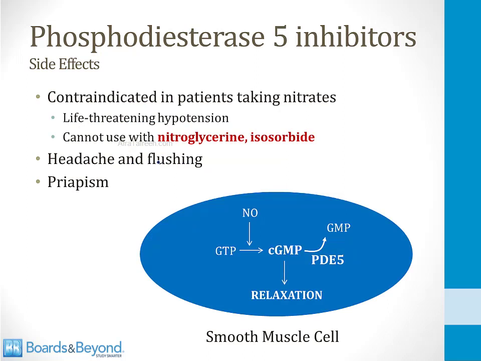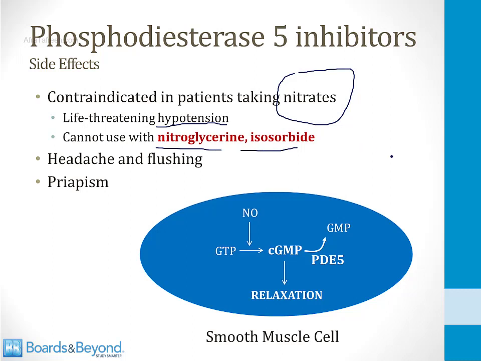The side effects of PDE5 inhibitors are very easy to understand if you understand their mechanism of action on smooth muscle cells. These drugs are contraindicated in patients taking nitrates. The combination of a PDE5 inhibitor and a nitrate can lead to life-threatening hypotension from massive vasodilation. This means that men who take nitroglycerin or isosorbide, usually for coronary disease, cannot also take a PDE5 inhibitor for erectile dysfunction.